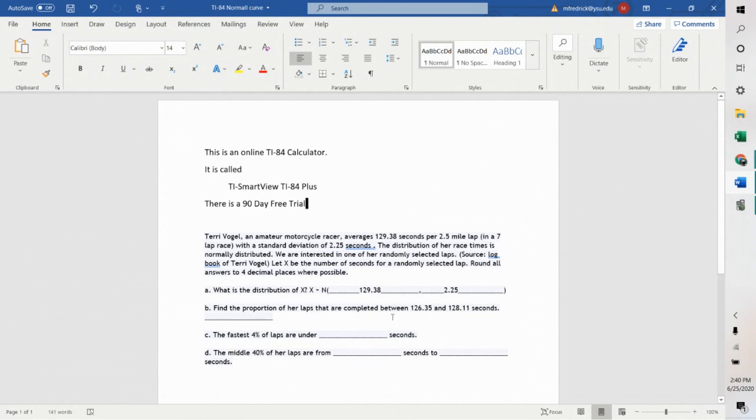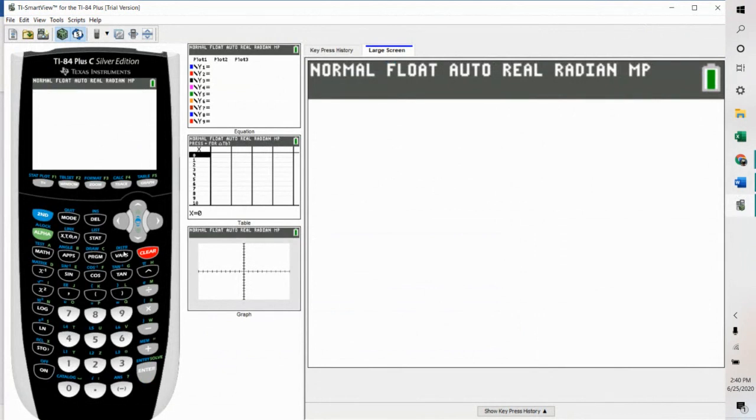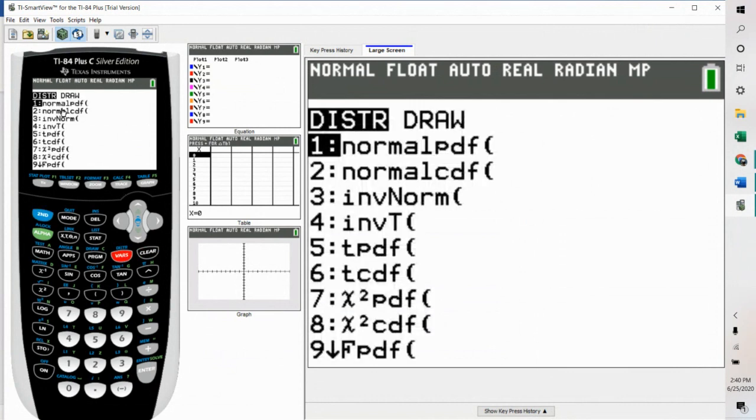But when you're solving these using the calculator, and I wrote this calculator in case you don't have one, you can use this one online. It has a free trial for 90 days. So the first question, between 126 and 128 seconds to find the percent, when you use the calculator, let me clear this, you want to go into distributions. So it's second in variables because that's where the distribution is. And then we want cumulative, so we want the second one. So you go down to the second one and hit enter.